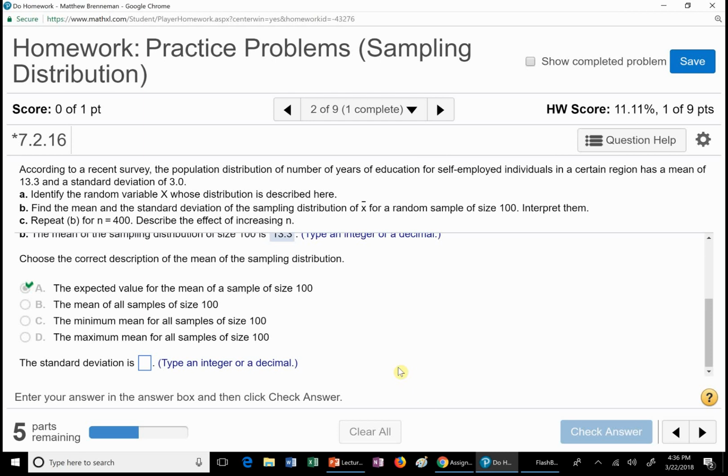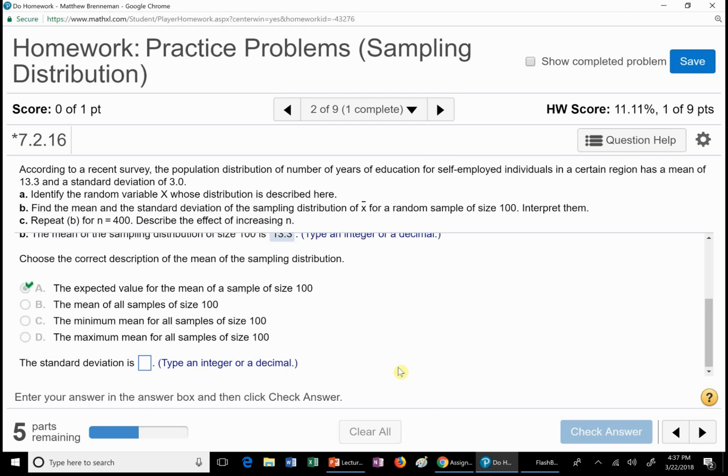So what will it be for my problem? The standard deviation of x bar. What should it be equal to? Sure, that sounds reasonable, because we know the formula is the standard deviation of x divided by the square root of the sample size. And we're given that this is 3 and our sample size is 100. So it's going to be 0.3.